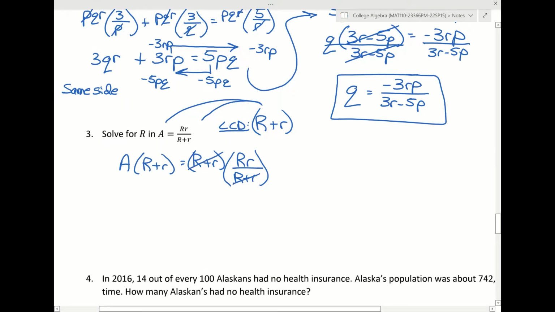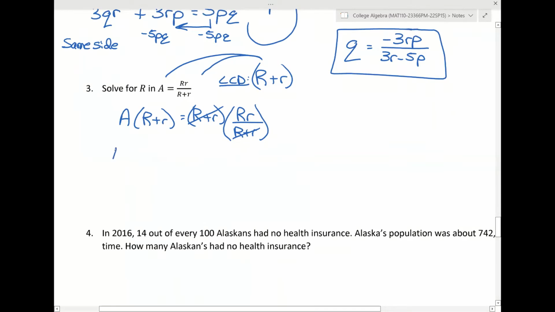Cancel. We get aR plus a little r is equal to big R, little r. And it's similar to what we did in the last problem. We want to try to get it on the same side, and then we'll factor it out and divide. So what I'm going to do is I'll bring the aR on the other side by subtracting it. I'll bring big R on the other side by subtracting that.